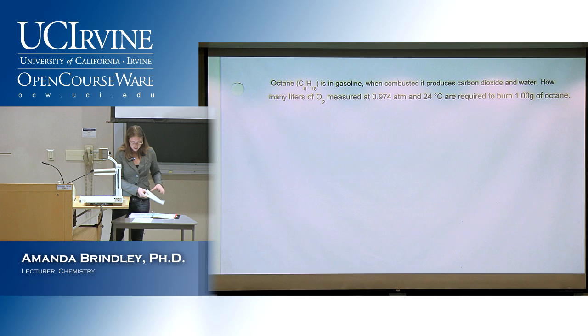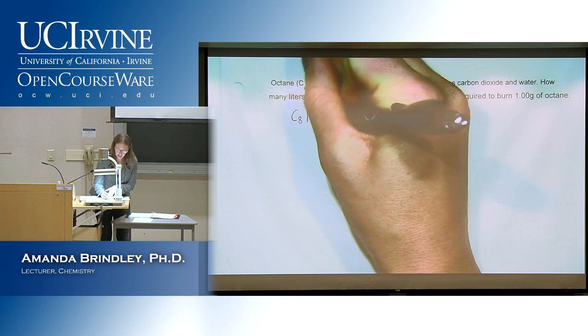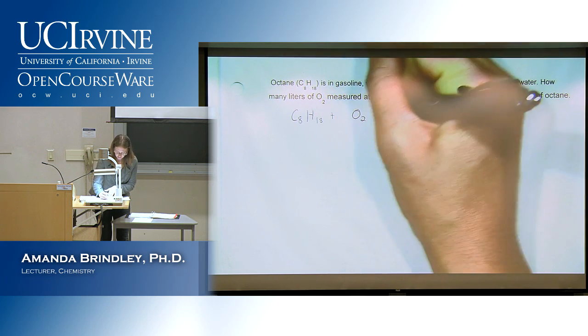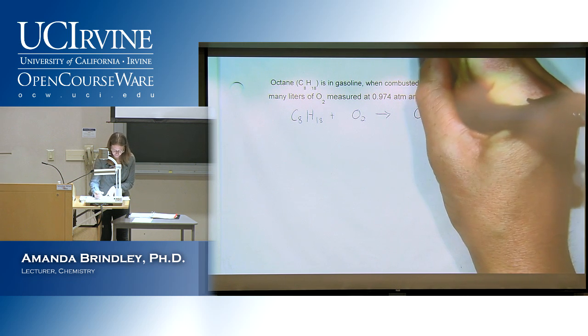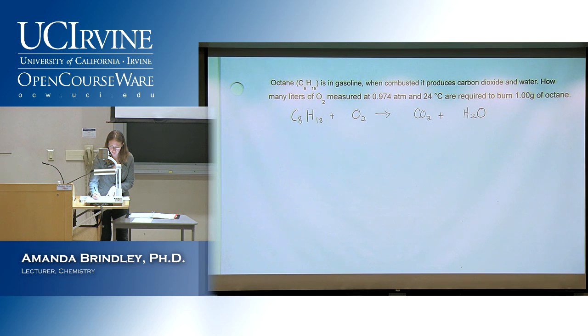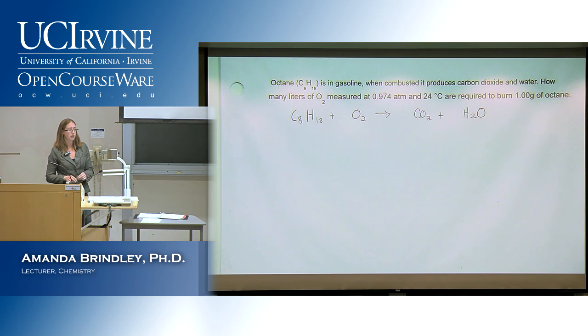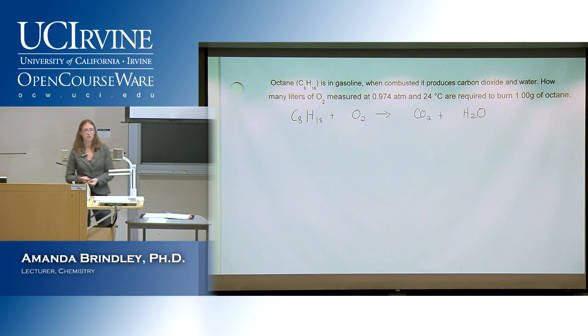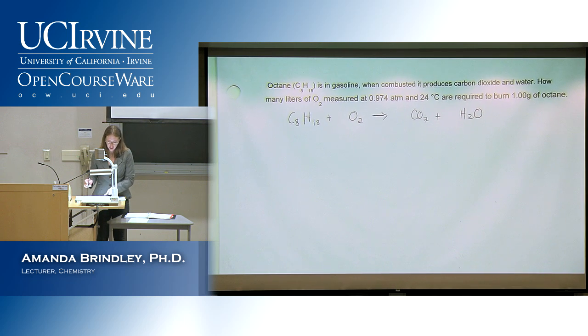so continuing on with this though, we have to write out the equation. So we can write out C8H18 plus O2 goes to CO2 plus H2O. And now do we just go ahead and start converting things and doing our pressure calculations? No, what do we have to do? Balance it, good.